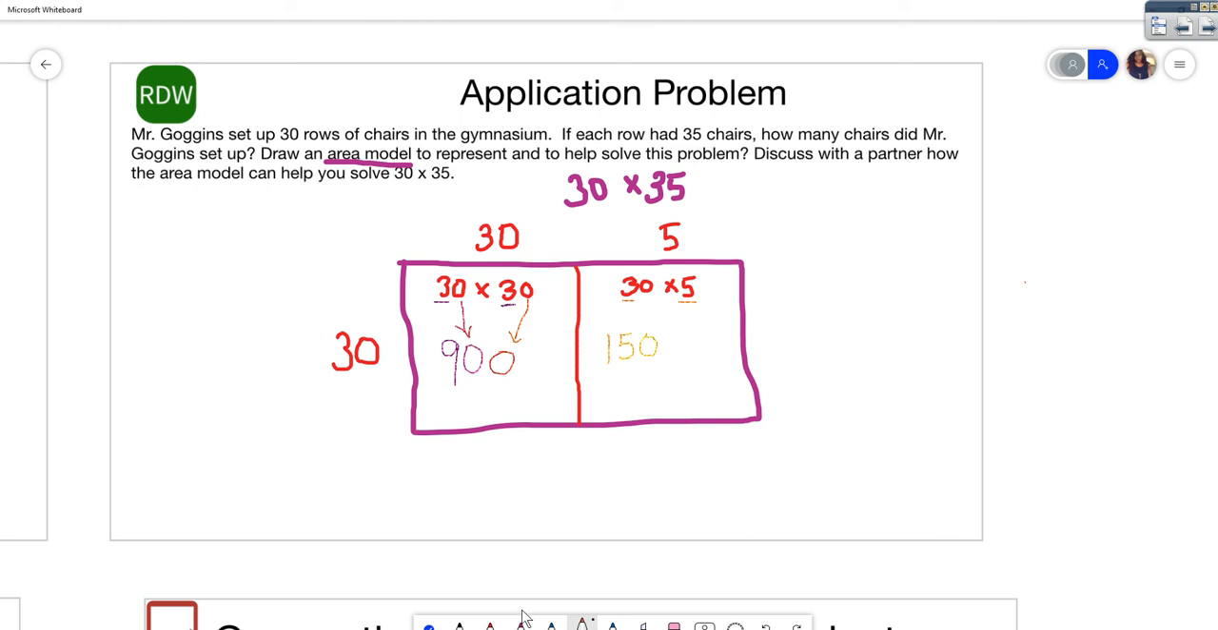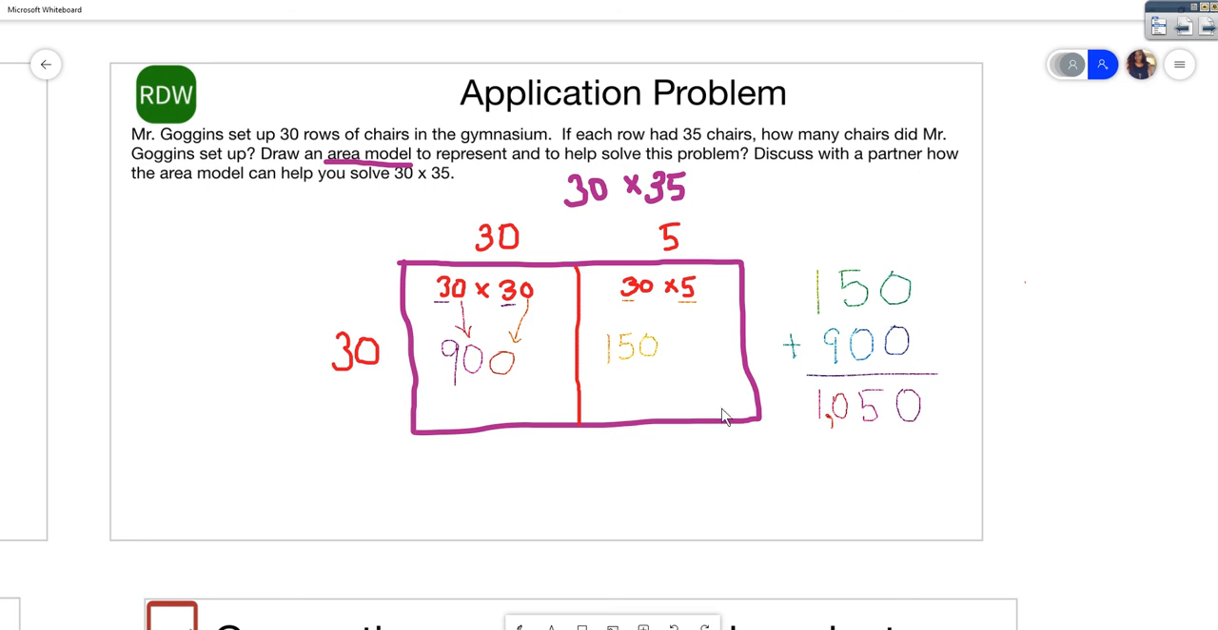Now we need to add all of our partial products together. We're going to write 150 at the top and add that to 900 to find out how many chairs in all Mr. Googins would have. So 0 plus 0 is 0, 5 plus 0 is 5, and 9 plus 1 is 10. So Mr. Googins has 1,050 chairs in all. This is how we use the area model to multiply.